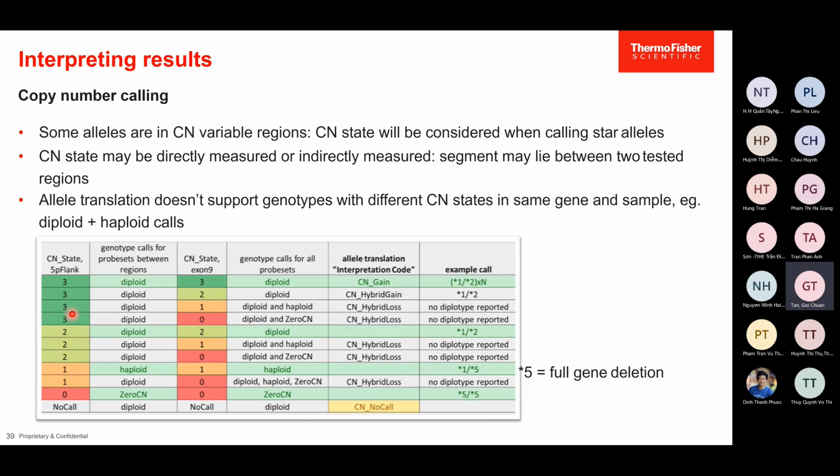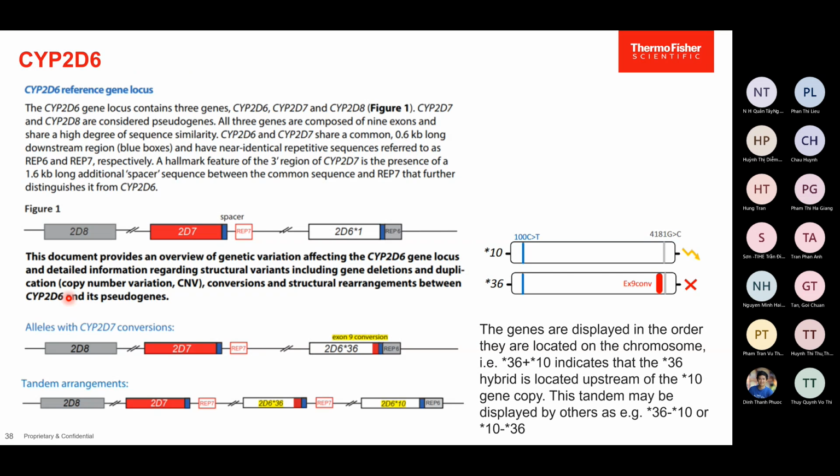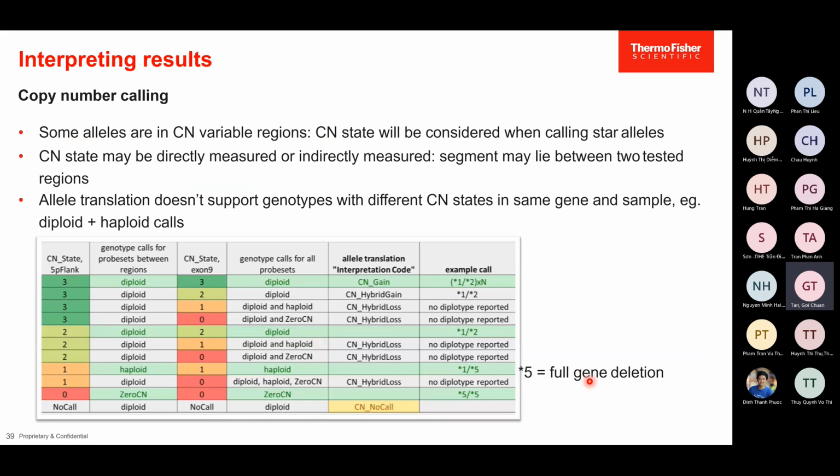And if, let's say, there is a 3-2, it means there's a copy number hybrid gain, because exon 9 is copy number 2 but the 5' flank is copy number 3. It means part of the sequence was duplicated, but only part of the region, not the entire region. And STAR5 is the whole gene deletion. For example, if 5' flank and exon 9 only have 1 copy, it's STAR1/STAR5, and if the copy number is totally 0, it's STAR5.